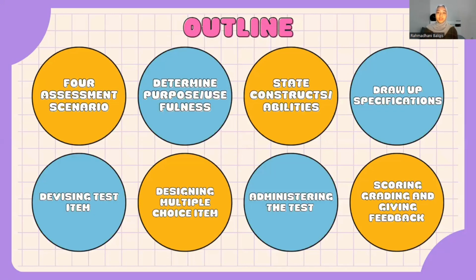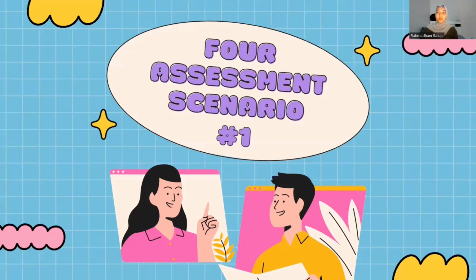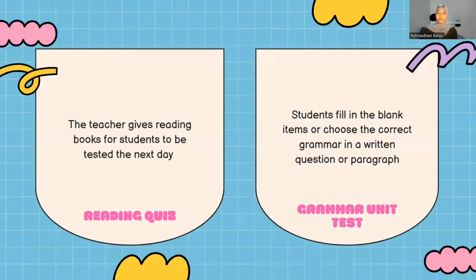Today's outline is: assessment scenario, determine purpose or usefulness, state construct or ability, draw up specifications, devising test items, designing multiple choice items, administering the test, and then scoring, grading, and giving feedback. For the first one, the assessment scenario.